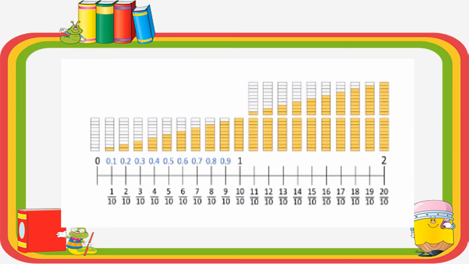Now here is a clearer picture of what happens when we are counting in tenths. On the number line, the number is increasing: 1 tenth, 2 tenths, 3 tenths, 4 tenths, 5 tenths, 6 tenths, 7 tenths. And on the bar model, the shading is also increasing. When it was 1, only 1 part was shaded. When it was 2, 2 parts were shaded. 3 parts were shaded, and it keeps going.